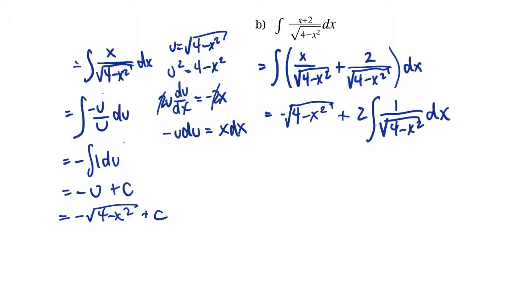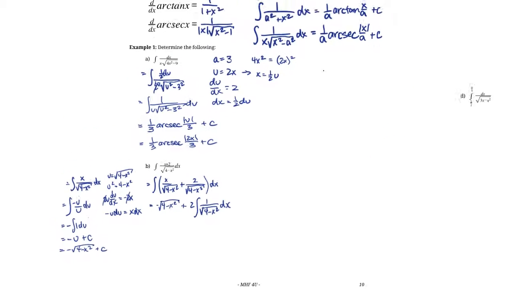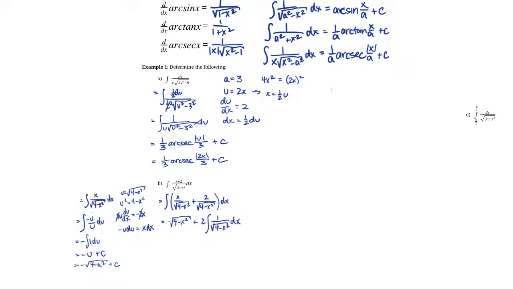Okay, so which one of the patterns does this look like? The pattern's at the top of the page. Let's just zoom out so we can see it again. It's got just a square root in the denominator. It doesn't have that x out in front. So it clearly looks like this arc sine one, right? So in order for the arc sine one to work, we need to identify what a is and what x is, and maybe make a substitution if we need to.